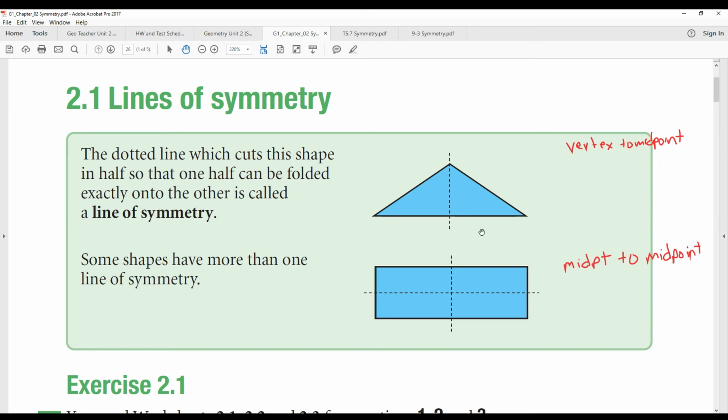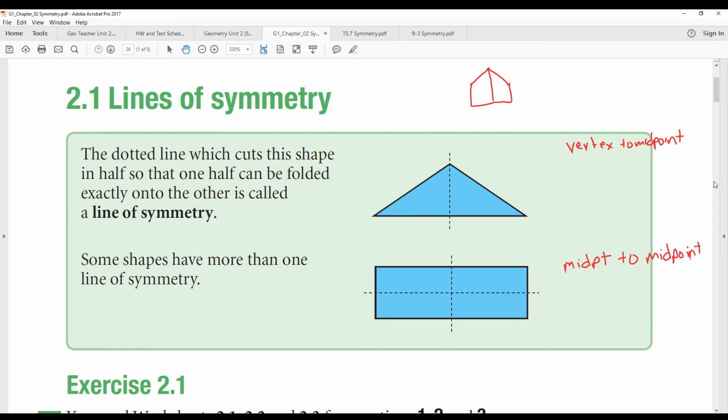The way you consider placing the lines of symmetry is usually going to be from a vertex to a midpoint. This is going to happen when you have an odd number of sides. For example, a triangle, or a pentagon. A pentagon has an odd number of sides, so you might find the line of symmetry from a vertex to the midpoint. It's the odd number of sides that make us go from the vertex to the midpoint.